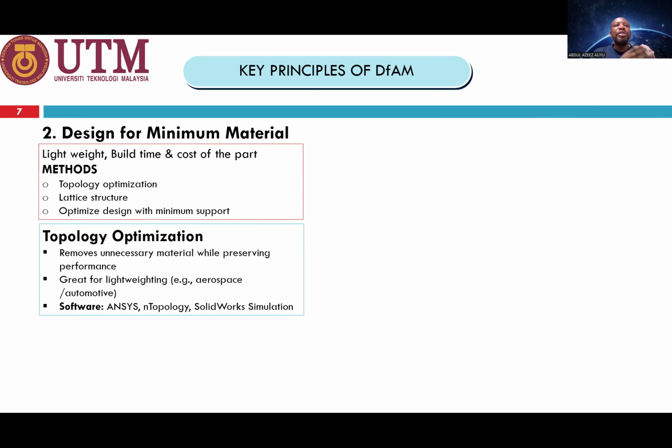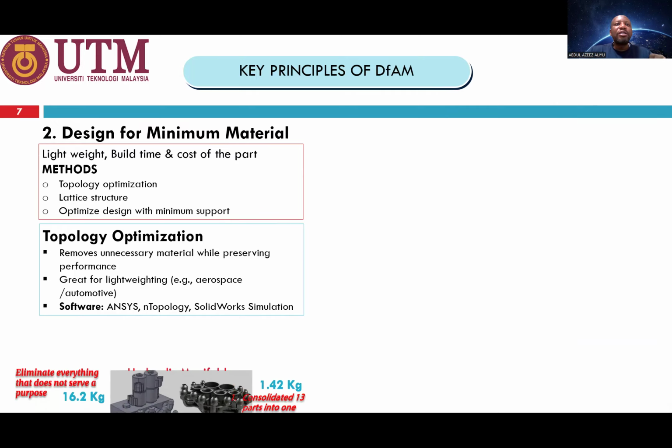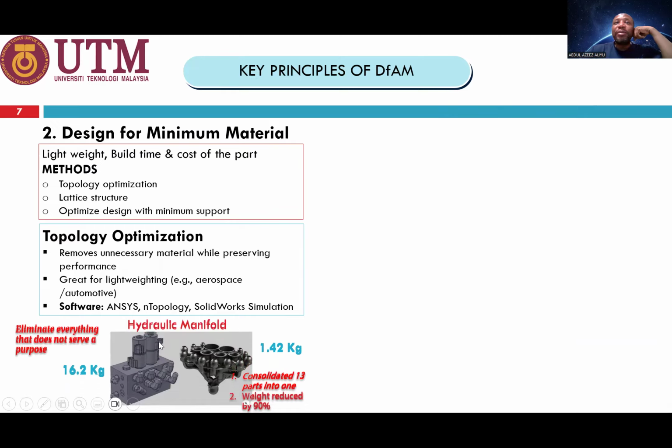So the tools you need in this situation are solid CAD design software like ANSYS, Topology, or SolidWorks. Just look at this hydraulic manifold. This was initially produced using a conventional method. It contains about 13 components, individual parts, and it weighed around 16.2 kilograms.